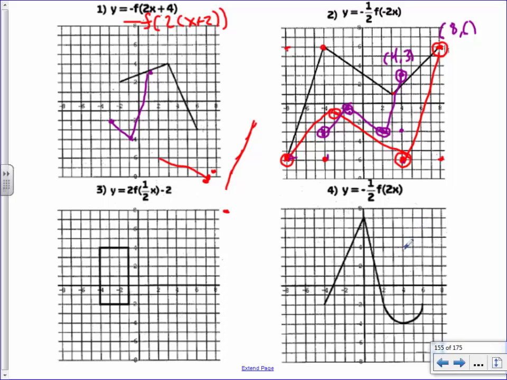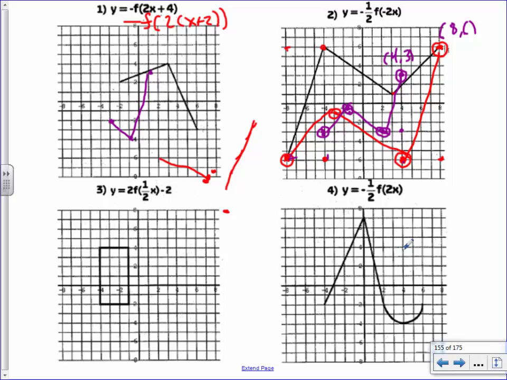That is a graph that has been flipped head over heels, been flipped side to side, and then 2 different car crushers. The 1/2 squished everything down a half, and the 2 squished everything in by 2. Does that make sense? Okay. So one process.